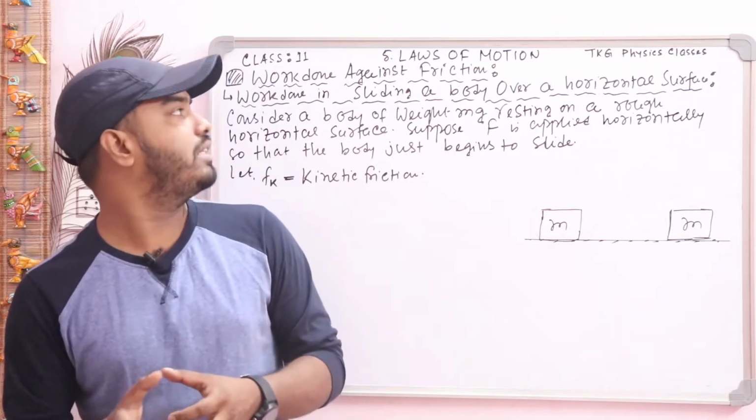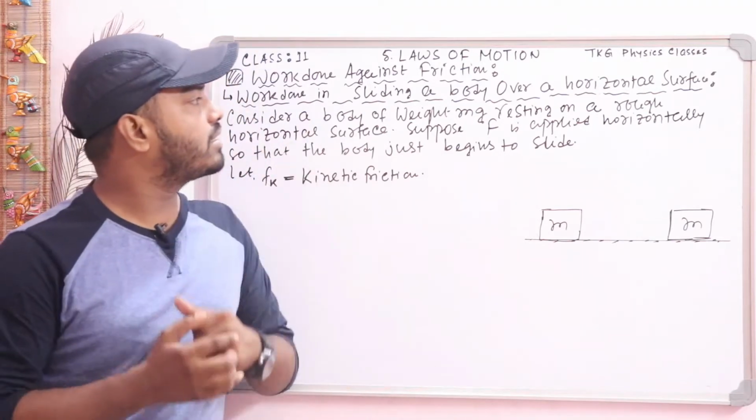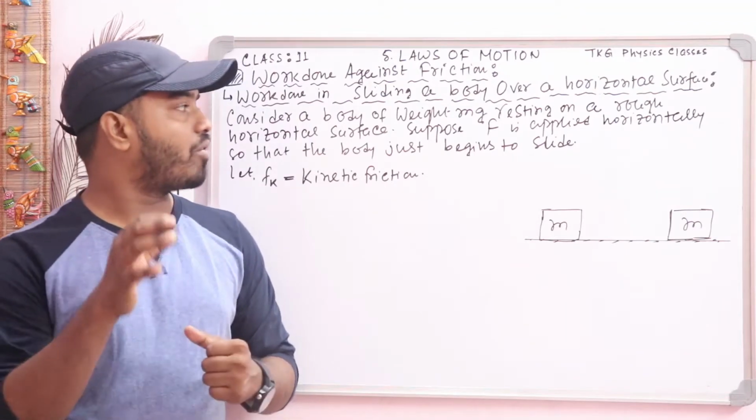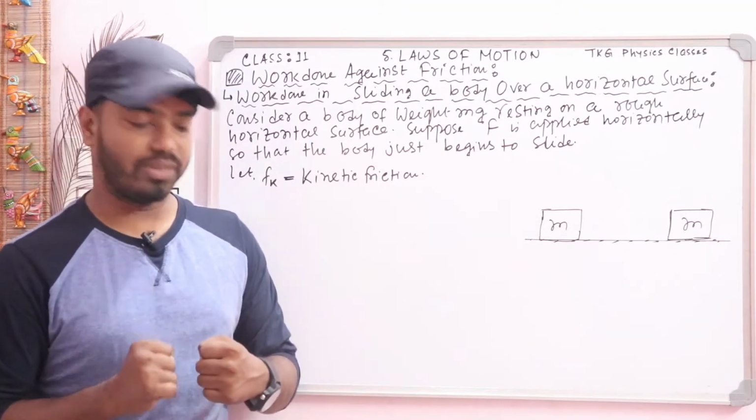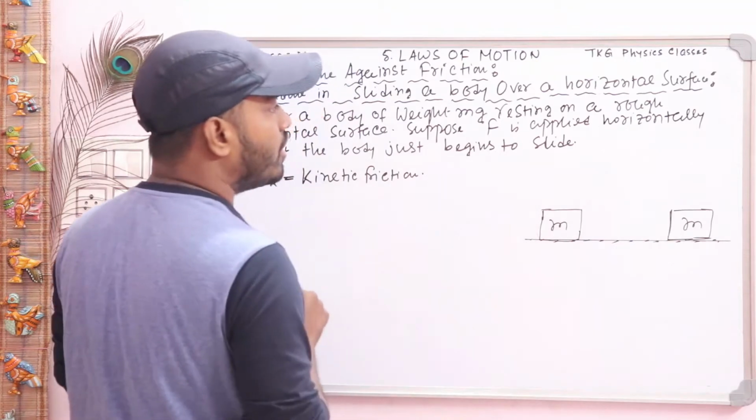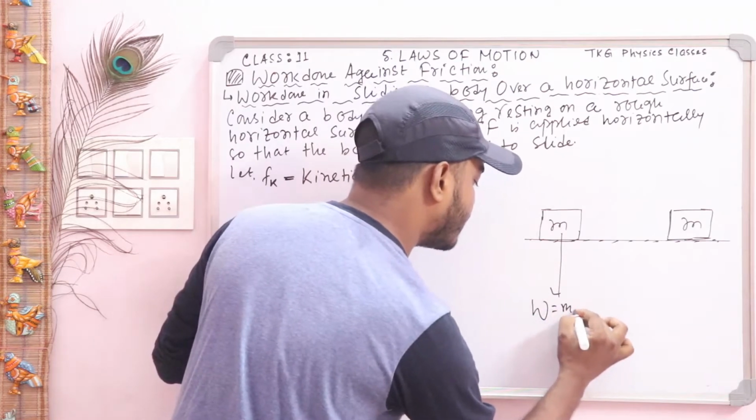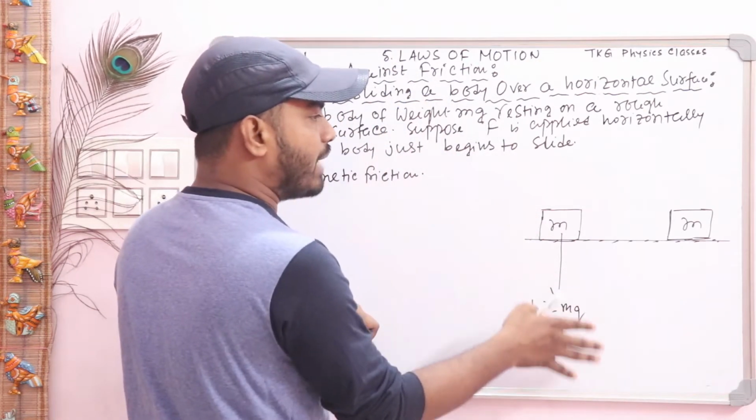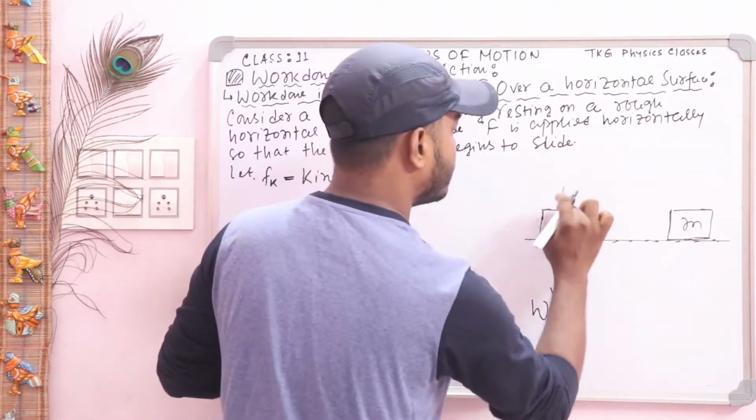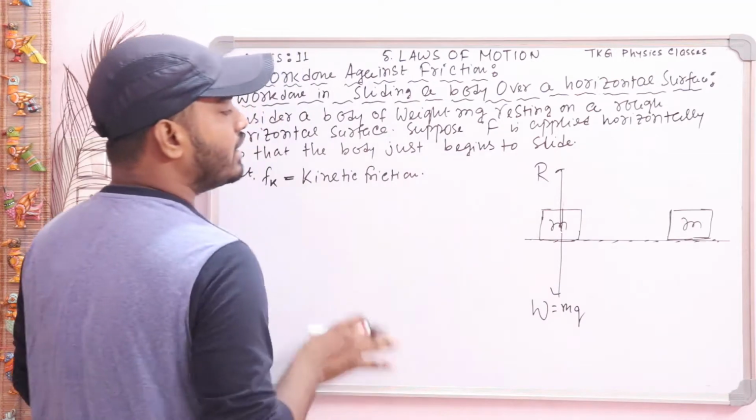In this lecture we will discuss work done against friction, and the first case is the work done in sliding a body over a horizontal surface. Let's check it. Our condition is that a body of mass m is placed on a horizontal surface. Here the weight W, equal to mg, is directed vertically downward, and this weight is balanced by the upward normal reaction force R.